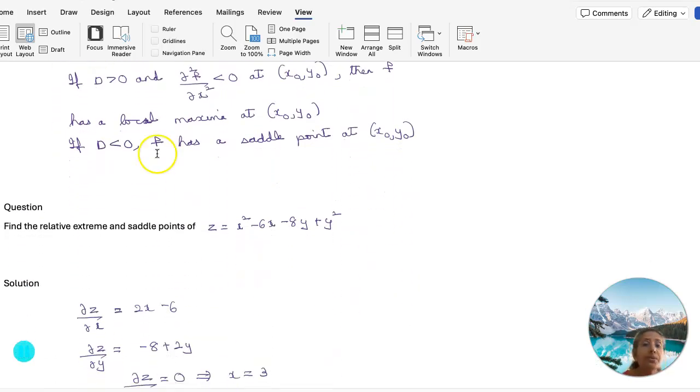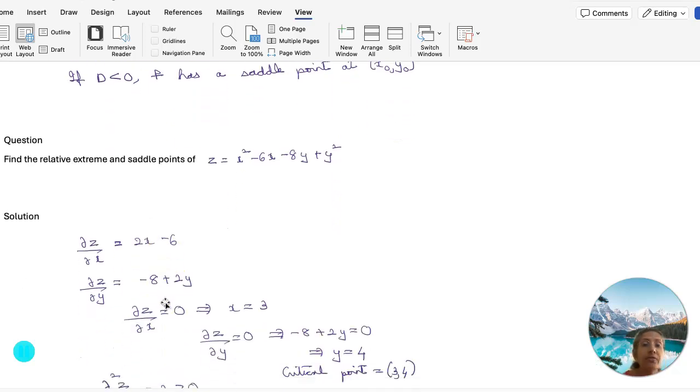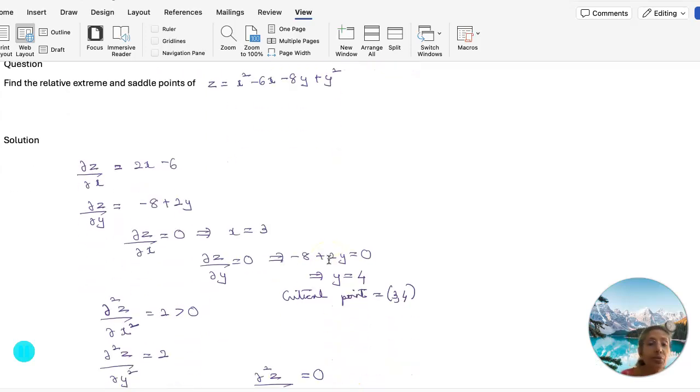So coming to problems, find the relative extreme and saddle points of z equal to x squared minus 6x minus 8y plus y squared. First calculate del z by del x, that is 2x minus 6. Del z by del y will be minus 8 plus 2y. Equate del z by del x to 0, so you get 2x minus 6 is 0, implies x equal to 3. Equate del z by del y to 0, so you get minus 8 plus 2y equal to 0, or y equal to 4. So your critical point is (3, 4).